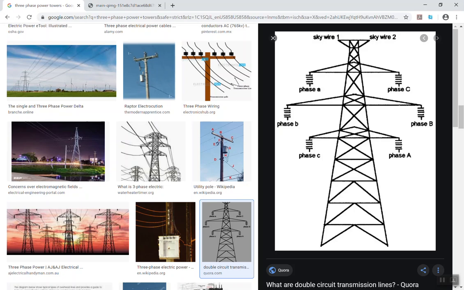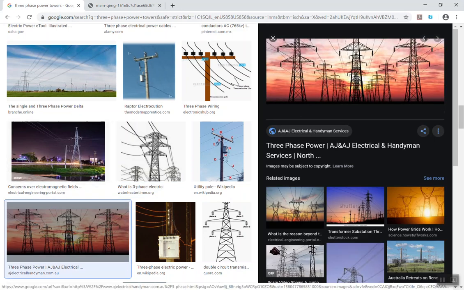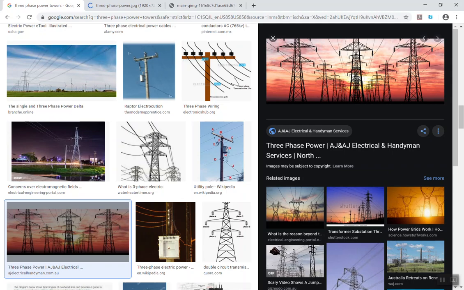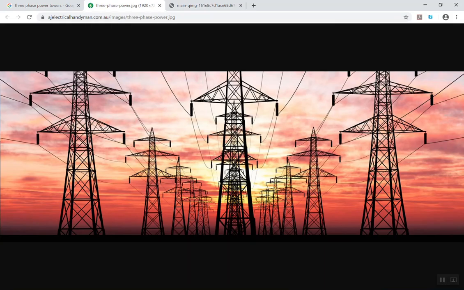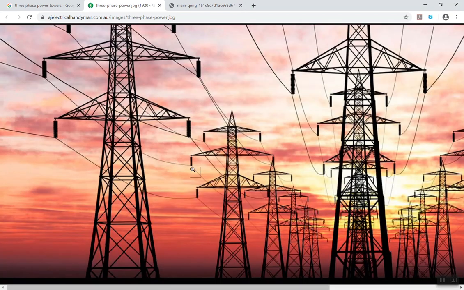So if we look at a picture, here's a good one. Let's open this picture. You can see it here for one phase, two phase, three phase. So you've got the three phases here. It's hard to see, and it doesn't look like they have the skyline wire attached on these. I'm not sure why they wouldn't have those, but you can clearly see this is exactly the tower we are talking about. So phase A, B, and C, for instance, and then phase C, B, and A.